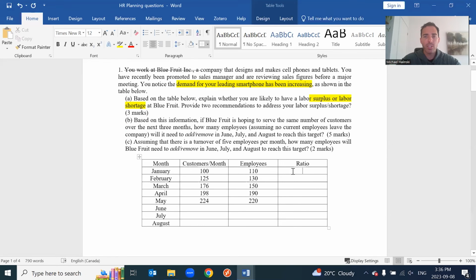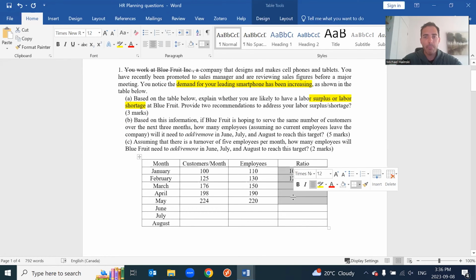For the ratio, we know that this is a ratio style question. So what you need to do is calculate ratios. Here, 100 divided by 110 equals something. 125 divided by 135 equals something else. You continue to do the ratio for each of the years that you have data for.